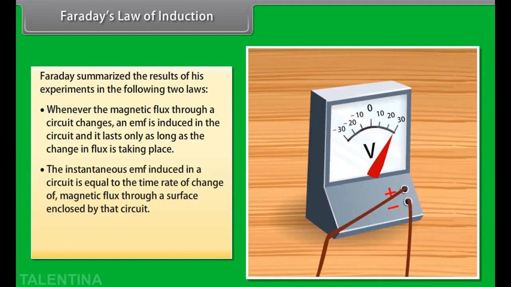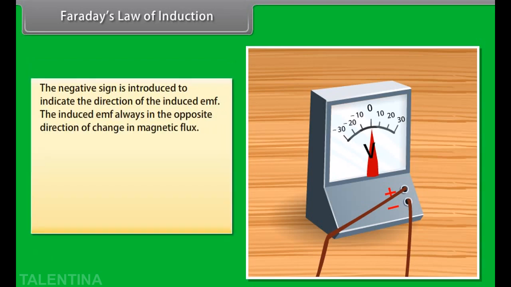The instantaneous EMF induced in a circuit is equal to the time rate of change of magnetic flux through a surface enclosed by that circuit. E equals minus d phi B by dt. The negative sign is introduced to indicate the direction of the induced EMF. The induced EMF is always in the opposite direction of the change in magnetic flux.